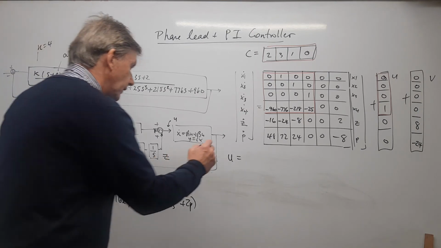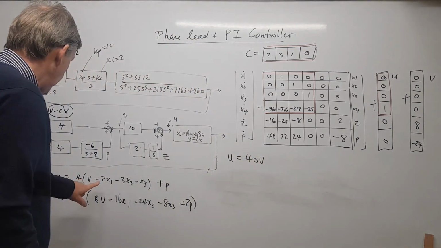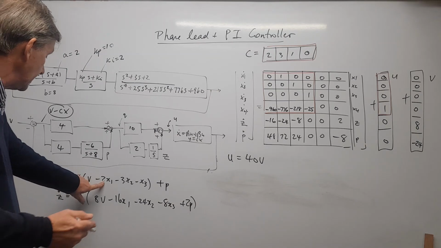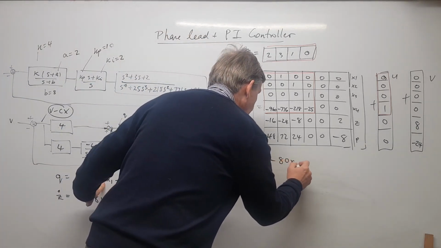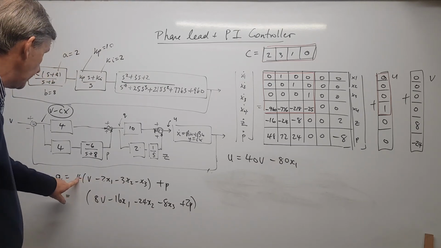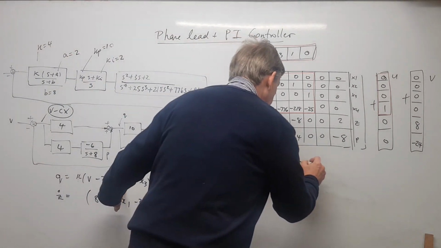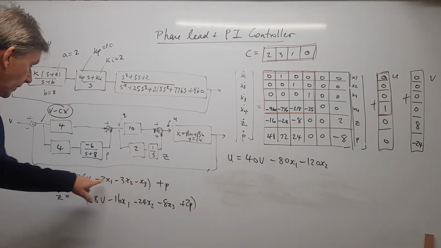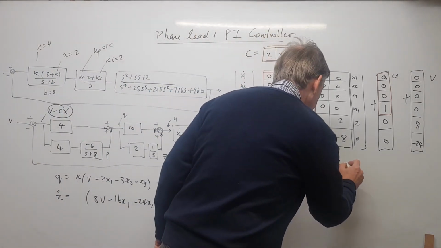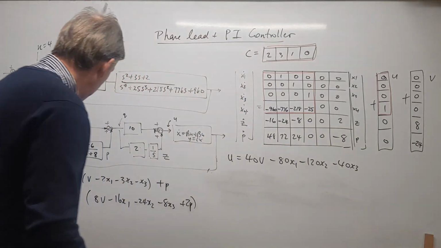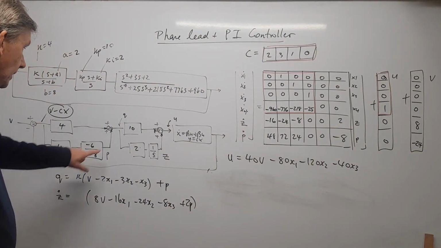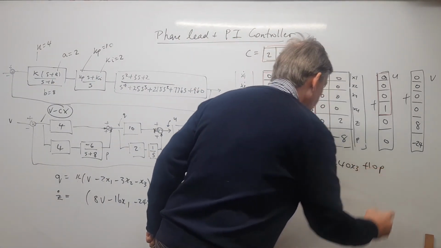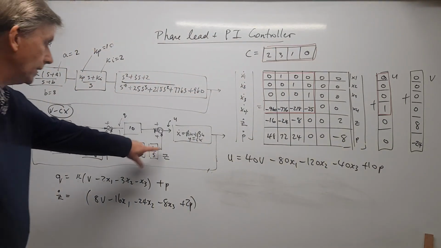So 10 4s is going to be 40V. And then 2 4s are 8 times 10, so minus 80x1. 12 times 10 would be minus 120x2. 4 times x3 times 10 would be minus 40x3. Remember it's 10Q, isn't it? So it's going to be 10P plus the Z.